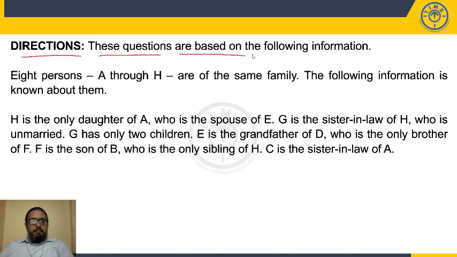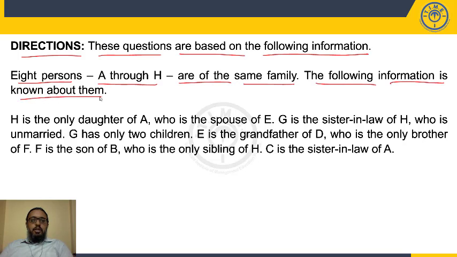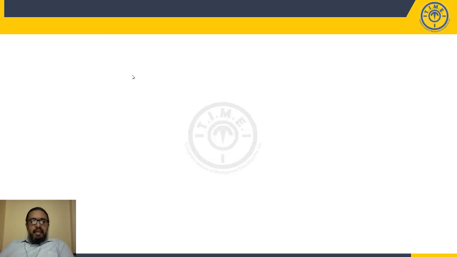Directions. These questions are based on the following information. 8 persons A through H are of the same family. The following information is known about them. So it's a blood relations question. H is the only daughter of A, who is the spouse of E. So A is the spouse of E. We do not know the gender of A or E, but we just know that they are a couple. So who's the husband and who's the wife? I don't know. But he says H is the only daughter to them.